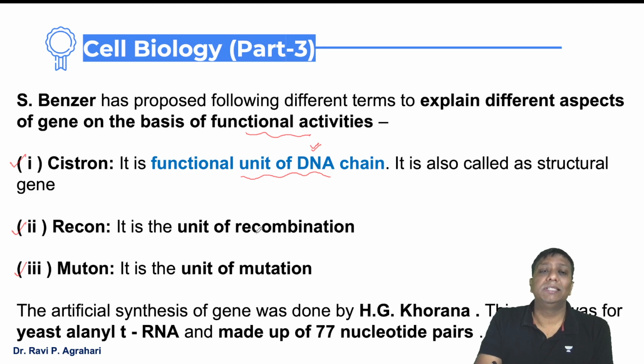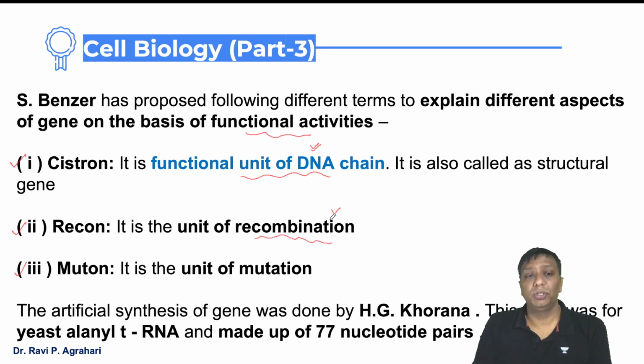It is also called a structural unit. Recon means those genes that are the unit of recombination. Recombination means a kind of crossing over. Crossing over is responsible for the exchange of genetic material. Muton means any unit of gene that is responsible in the case of mutations.